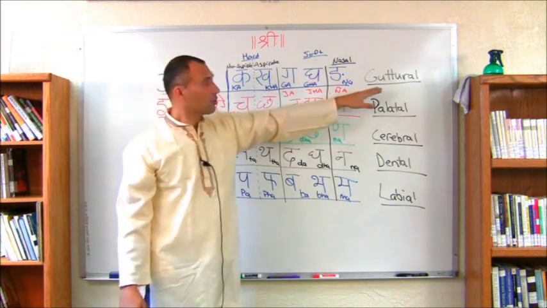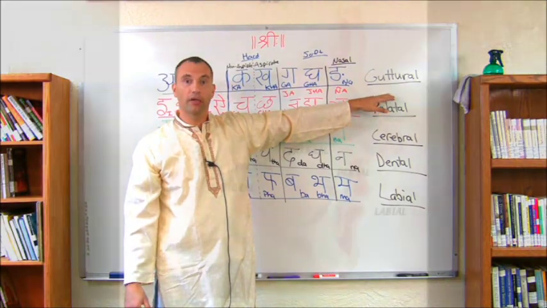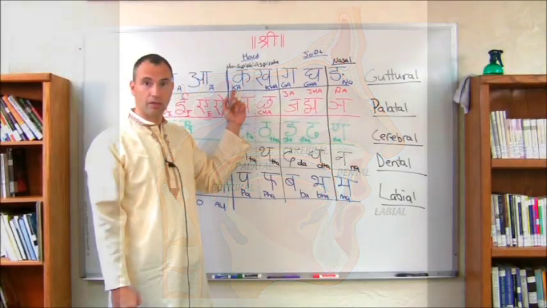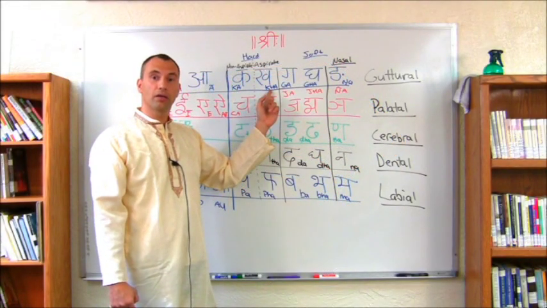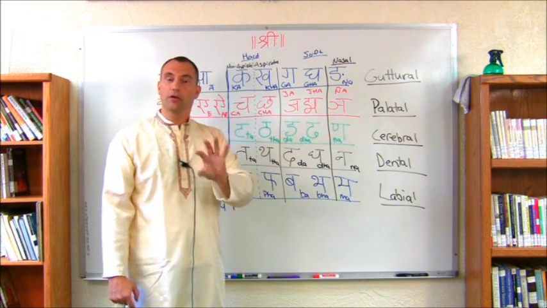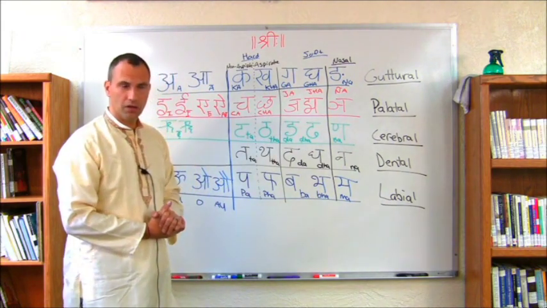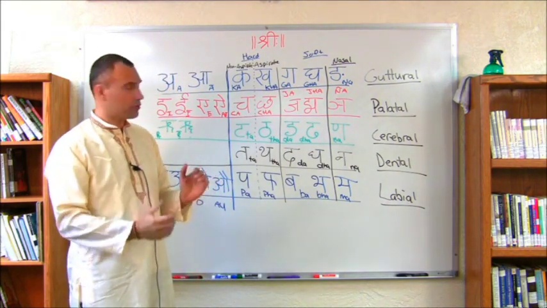This row is called the guttural or kantya, okay? K, kantya, g, guttural. See, these sounds come from the back of the throat. Say k. Now here's one thing that makes Sanskrit different from our languages, or English particularly.